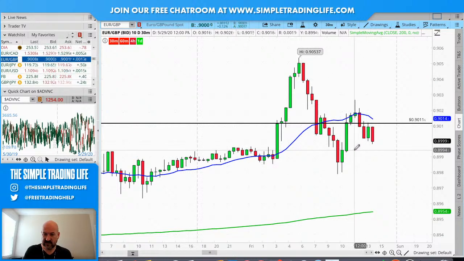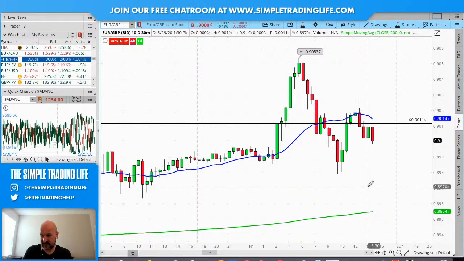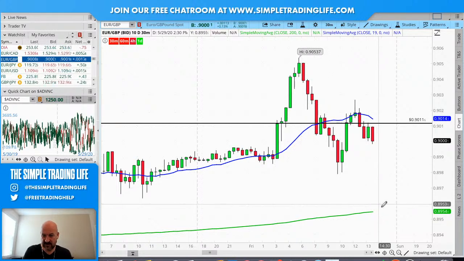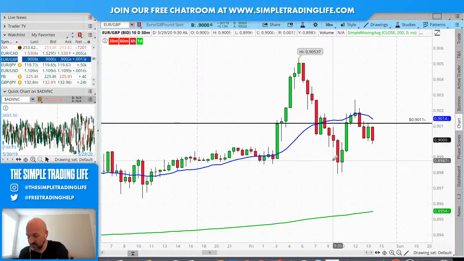Right here, 20 pip move. Right here, 28 pip move. Somewhere down in here, 70 would be 30, be a 44 pip move down to here. And then if you took it all the way down to right above the 200, 55 would be 45 plus 14 would be 59. So it'd be 59 pips down to there. So that's how you kind of find your targets and look at price action.